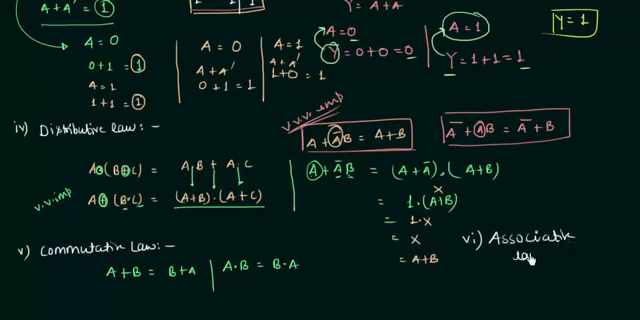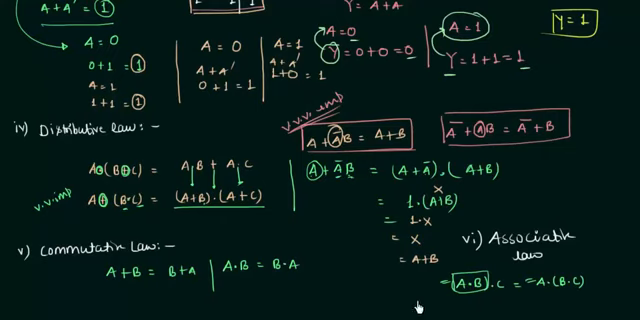Associative law. If I have A, B and C, then it is definitely equal to A, B, C. What we did, we took the AND operation of A and B first, then with C, but in this case we took B and C first, then with A, and there is no difference in both the things. Whatever be the output in this case is same as this one. So this is associative and commutative law.